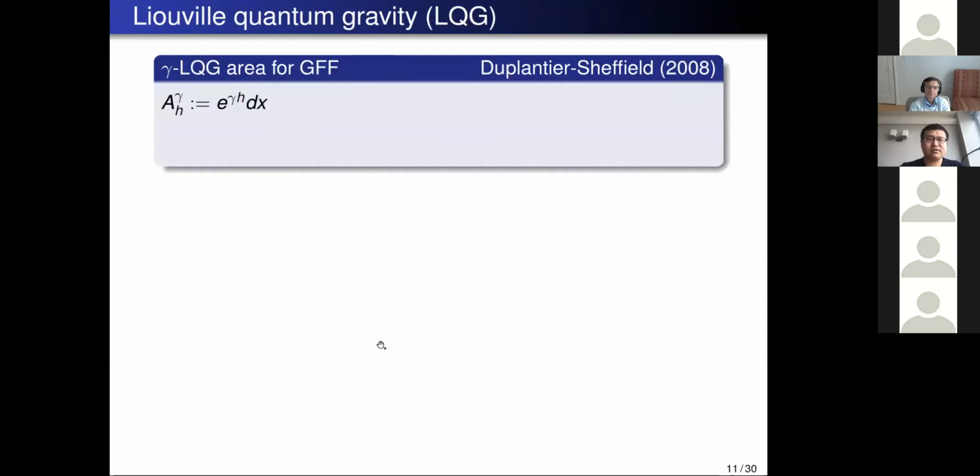Okay, so now let me define the so-called Liouville quantum gravity. First, I want to define the random geometry corresponding to the Gaussian free field. Suppose this h is the Gaussian free field defined in the last slides, and then the random area corresponding to the Gaussian free field is defined formally as this. Since this Gaussian free field is only a Schwartz distribution, this definition doesn't make sense rigorously.